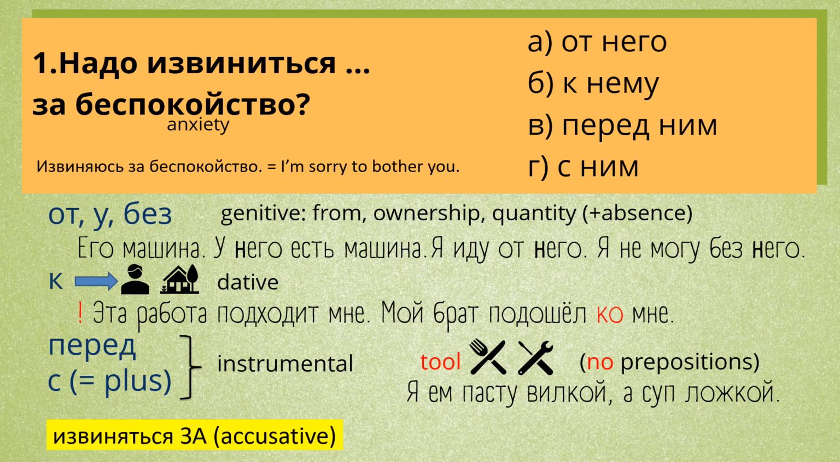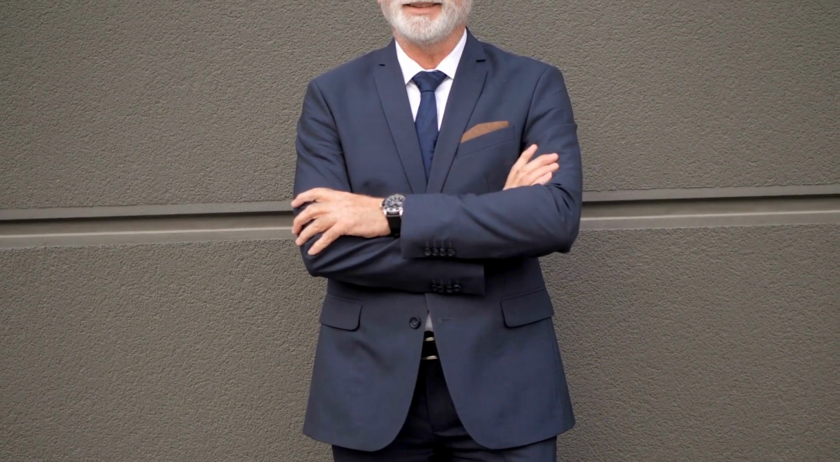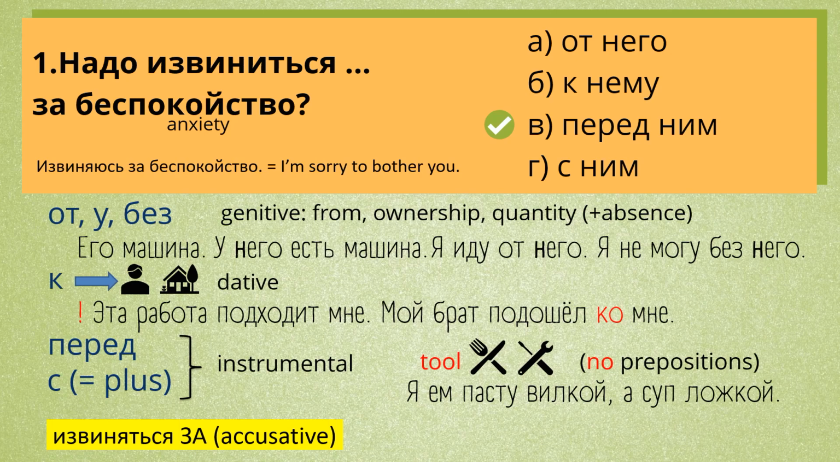Извиняться за. If we go back to our question. Извиняться за. Please learn it. Preposition за here would be with following accusative case. And let's check. Надо извиниться перед ним за беспокойство. We need to apologize in front of him, standing in front of him, for disturbing him, for bothering him.